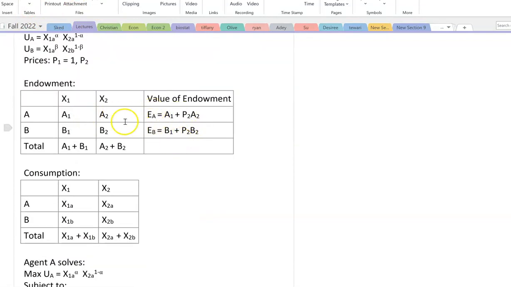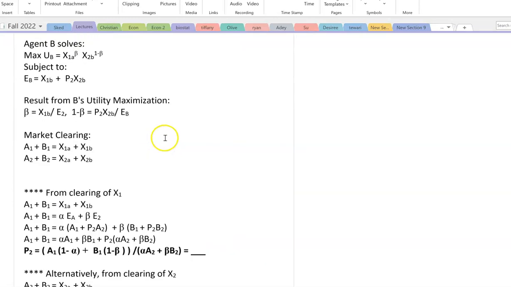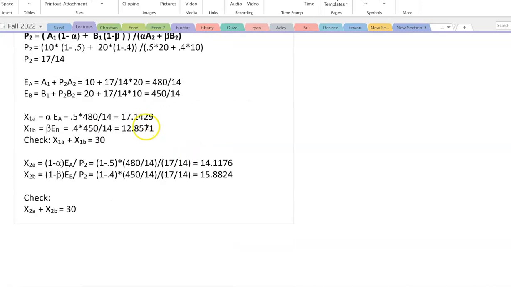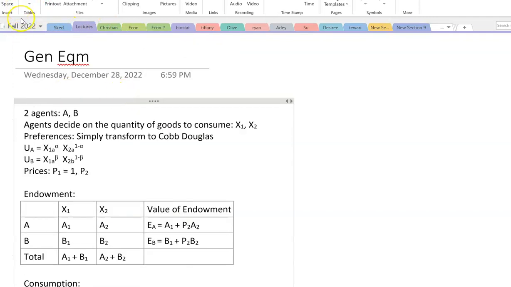The extension to this will be that you have many more goods: x1, x2, x3, and so on, and you could have many agents as well. But having 2 agents and 2 goods is a simple start. This is where you will try to have the Edgeworth box. Next time we'll look at the Edgeworth box.